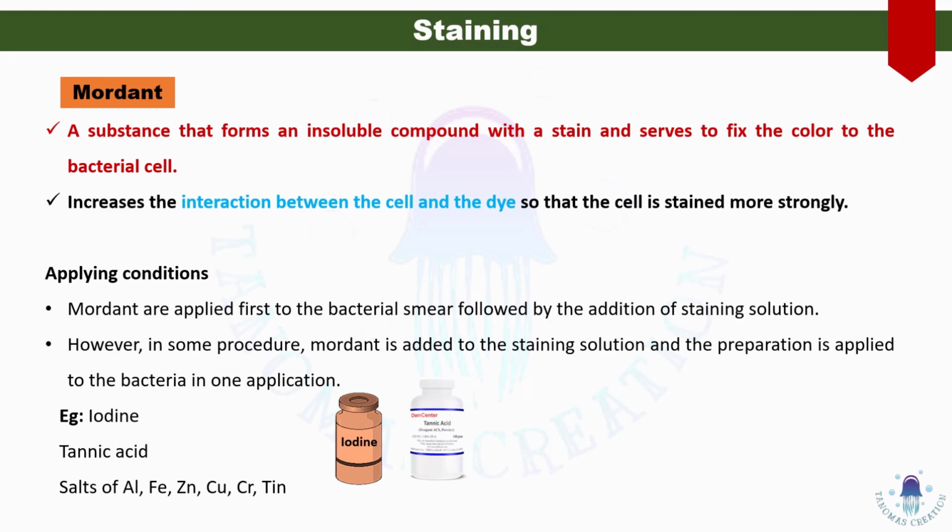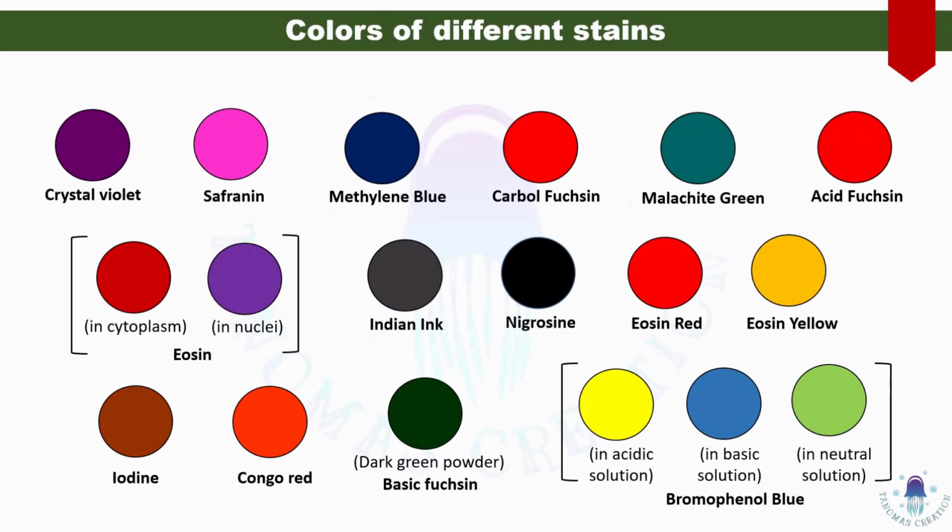We must have heard about gram iodine in the gram staining procedure, right? There are two types of applying conditions of this mordant. In the first condition, the mordant is applied first to the bacterial smear, followed by the addition of the staining solution. In the second condition, the mordant is added to the staining solution and the complete preparation is applied to the bacteria at once. So these are the two conditions using mordant. Examples of mordant are iodine, gram iodine, tannic acid, salts of aluminium, iron, zinc, copper, chromium and tin. So these are the colors of different stains.